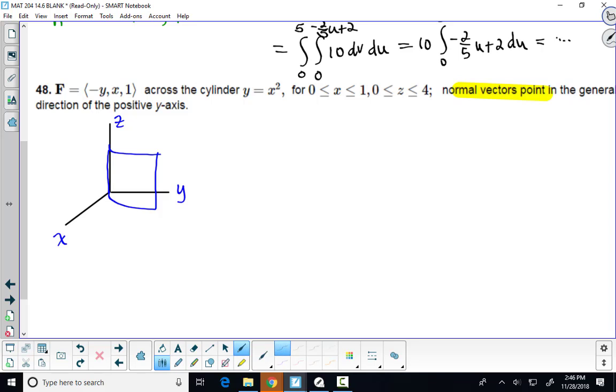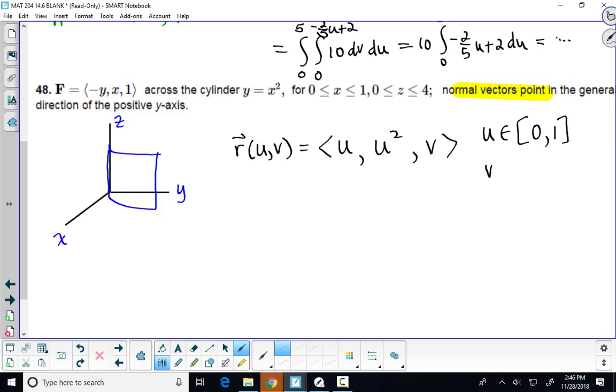So our surface parameterization, r of u comma v, pretty simple here. Because we have a function, we can let x be u, and then y is going to be u squared, and then z is going to be v. And we just have these limits, u 0 to 1, and v 0 to 4. So we have a rectangle.